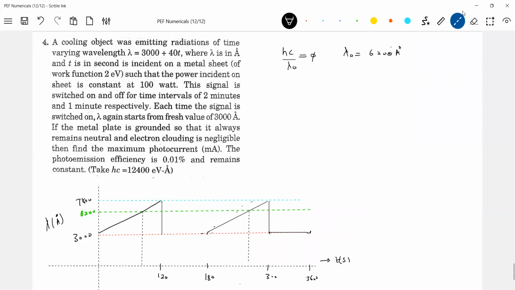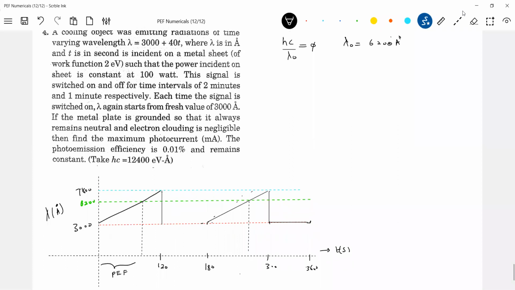I'm marking where there's a photoelectric effect and where there's no photoelectric effect. So the photoelectric effect occurs here, no? PEF, or PE, means photoelectric effect occurs. So from here to here, again no photoelectric effect. Again, there will be photoelectric effect. Again, no photoelectric effect.